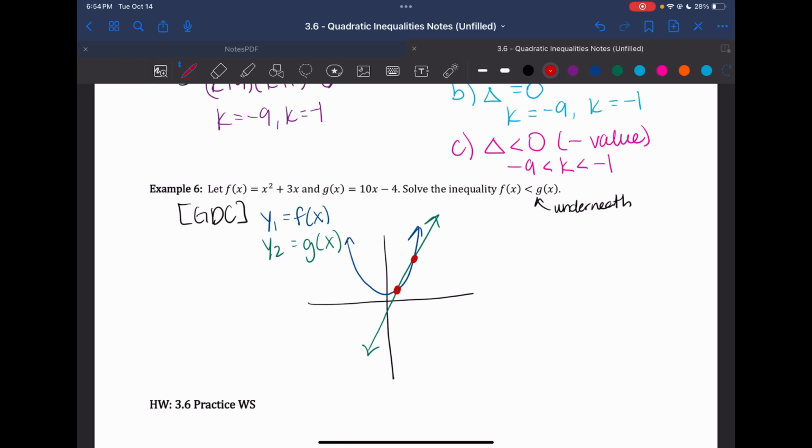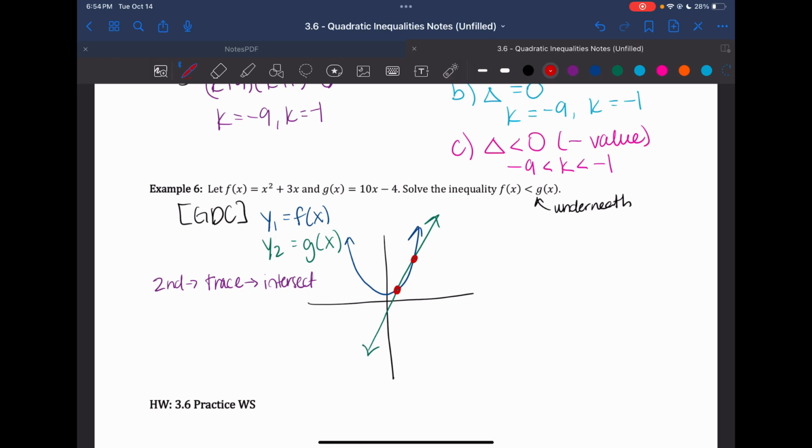Now if you use second, trace, intersect, you're going to find the intersection points. Now be careful. When you want to find the intersection points, you want to move your arrow keys so that you're close to the intersection point. You don't have to be directly on top of it. Sometimes the calculator won't even go directly on top of it. Just close enough and hit enter until it gives you the coordinate point.